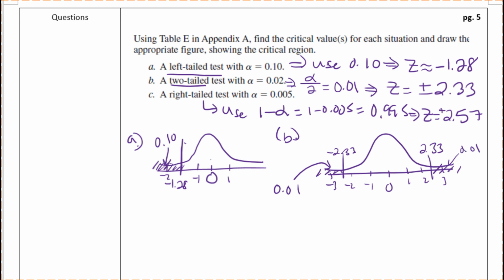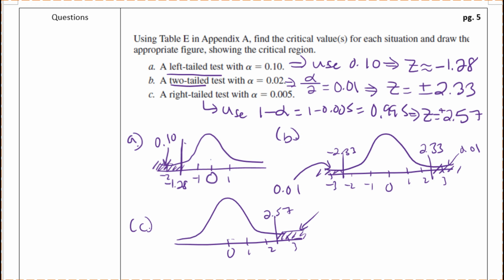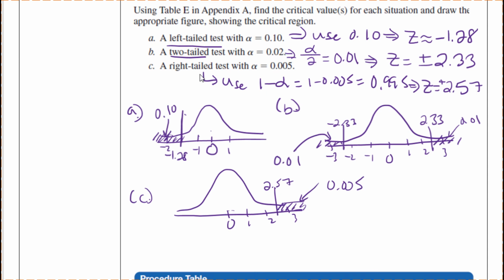Okay, and then our last one, C, right-tailed test. Alpha is 0.005, so we got 2.57. And that's our alpha. And that rejection region alpha is 0.005. So notice that this is the non-rejection region. So that means if we reject, right? So if we're here, that's a rejection region there.